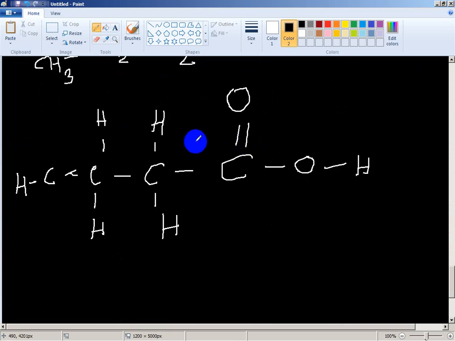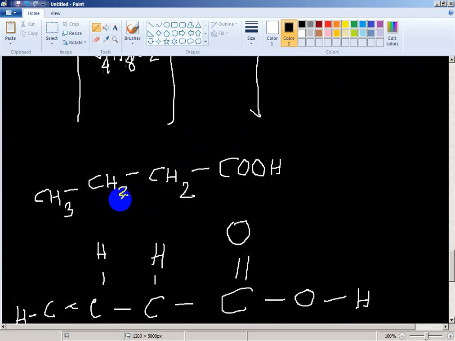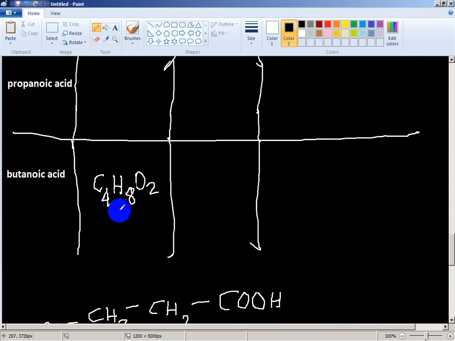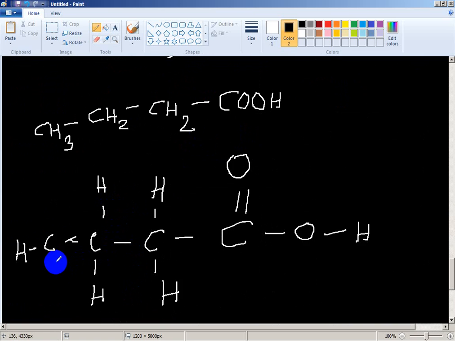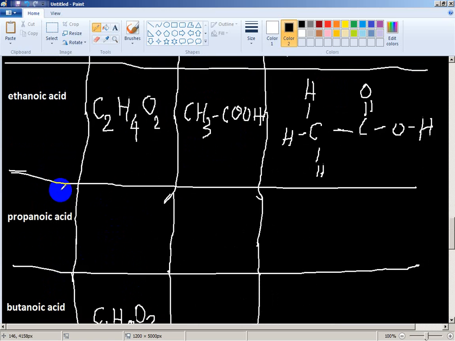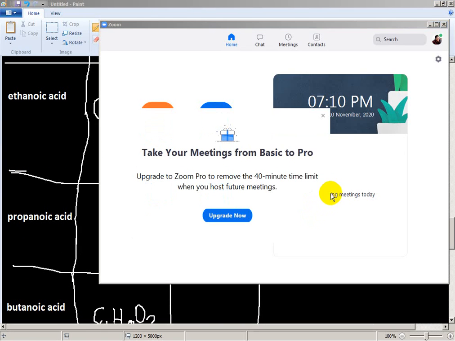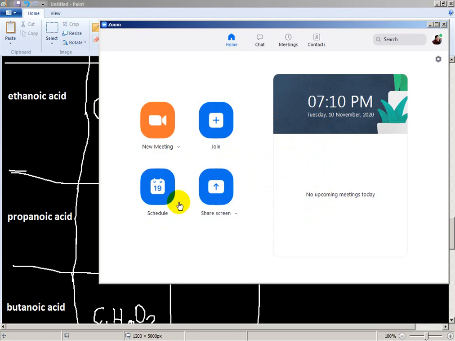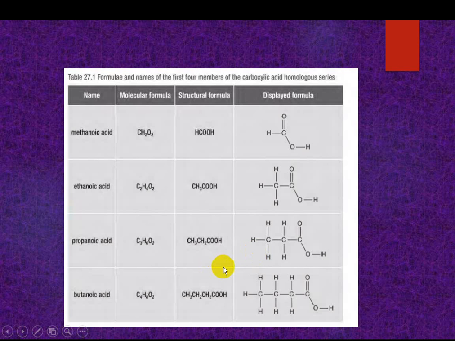I have drawn the molecular formula, structural formula, and displayed formula of butanoic acid. Your task is to do propanoic acid. At first you write the molecular formula, then the structural formula, then the displayed formula. We will solve this one.